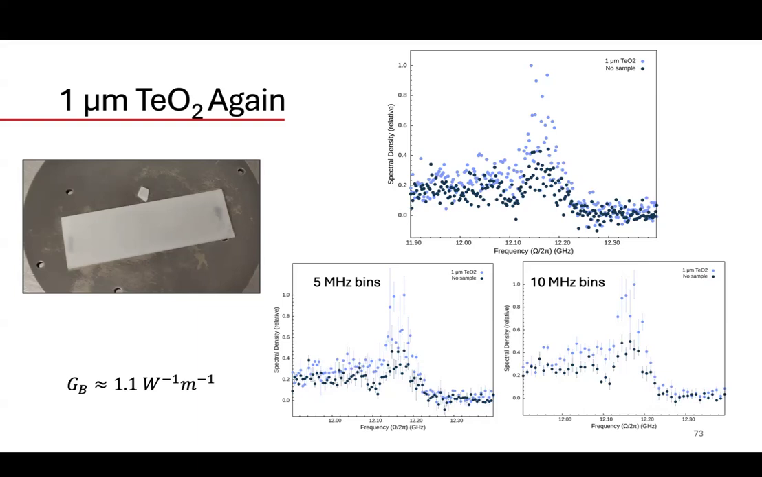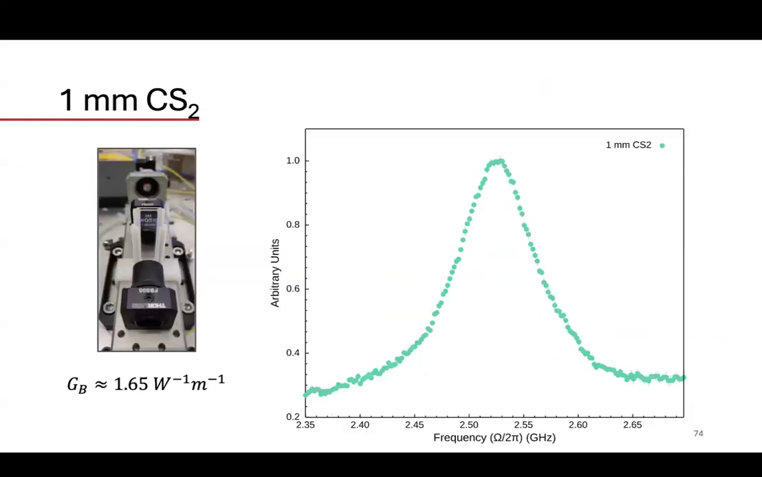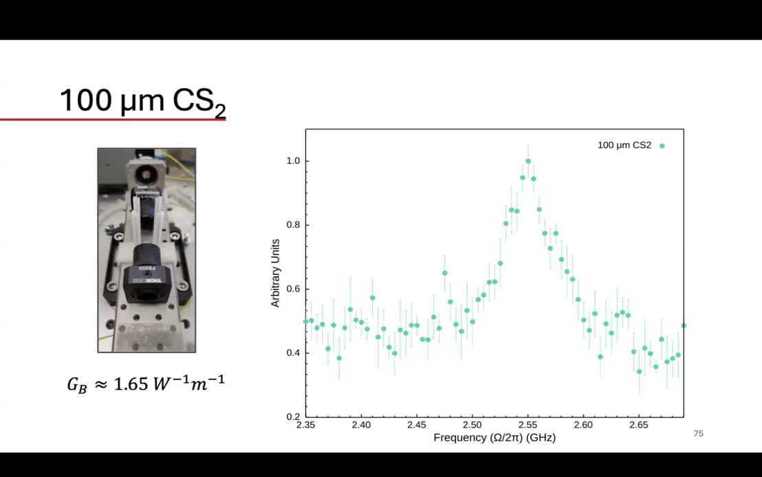As mentioned, at the time, I did not recognize this as a measurement, and so I had backed up to a more familiar carbon disulfide and obtained shorter path length cells. Here is a measurement of 1 millimeter carbon disulfide. And here's a measurement of 100 microns carbon disulfide.